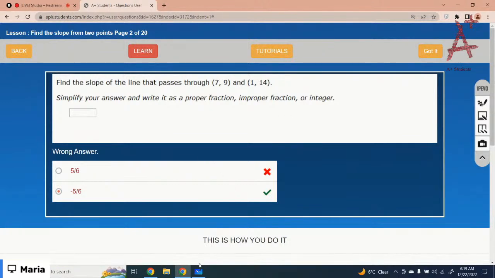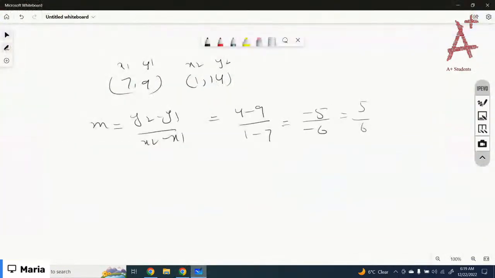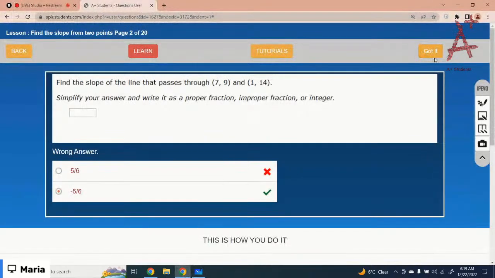Negative 5 by 6. Oh, it is 1 and 14. 14 minus 9 is plus 5. Got it? So 5 over negative 6 is negative 5 by 6. Yes, it is negative 5 over 6. Got it?